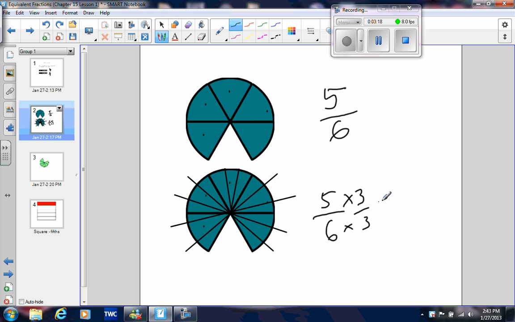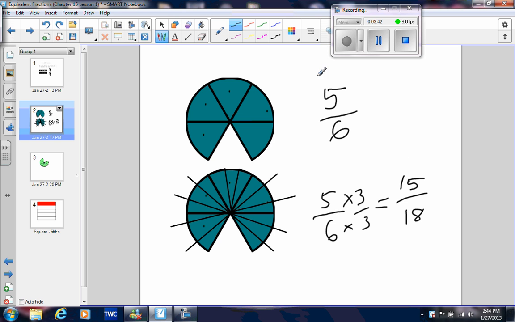So in the end, now I have 18 pieces in the whole. 3, 6, 9, 12, 15, and then these 3 right here would have been 18. And then on the top, or the numerator, I've got 15 of those 18. So there's 3, 6, 9, 12, 15 out of 18, or 15 18ths.